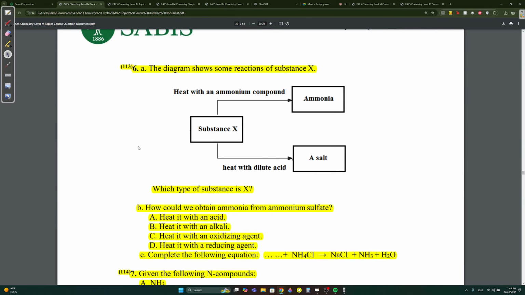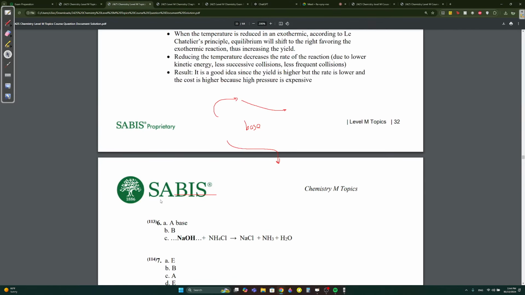Okay, the diagram shows some reactions of substance X. Substance X, when heated with an ammonium compound, gets you ammonia. Substance X heated with an acid gets you a salt. So, what plus acid gets you salt? Obviously, it's a base, and when it's added to an ammonium salt, it gets you ammonia. Which type of substance is X? It's obviously a base.